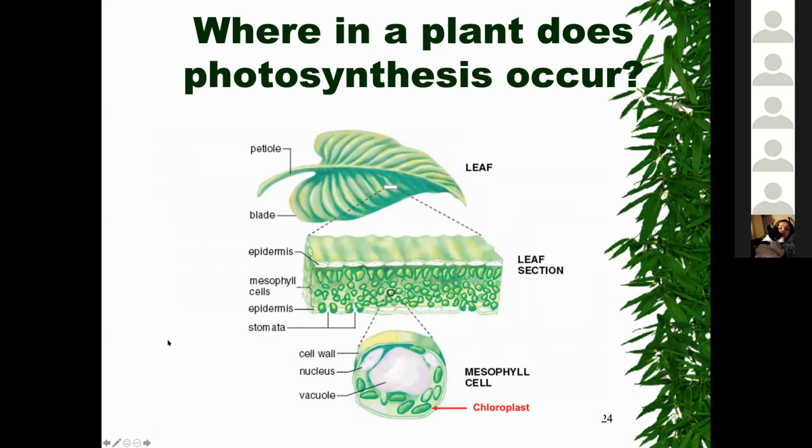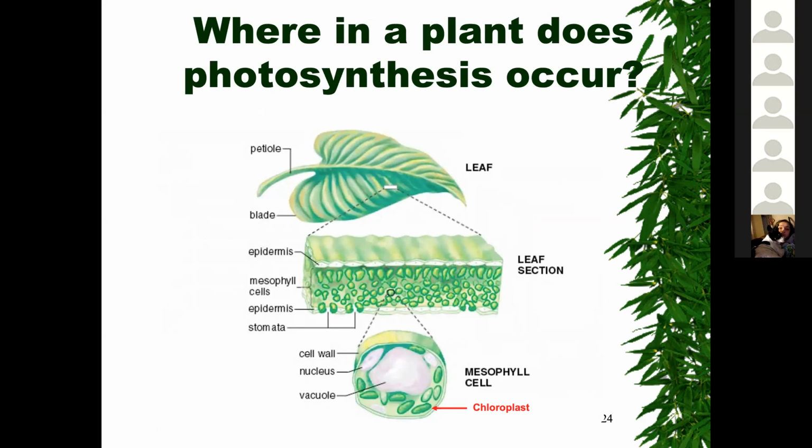Where in a plant does photosynthesis occur? Well, it can occur in any part of the plant that is green. For most plants, that's mostly in the leaves, but it can also occur in petioles, stems. It does not occur in roots. Roots almost never, if ever, have any chlorophyll.